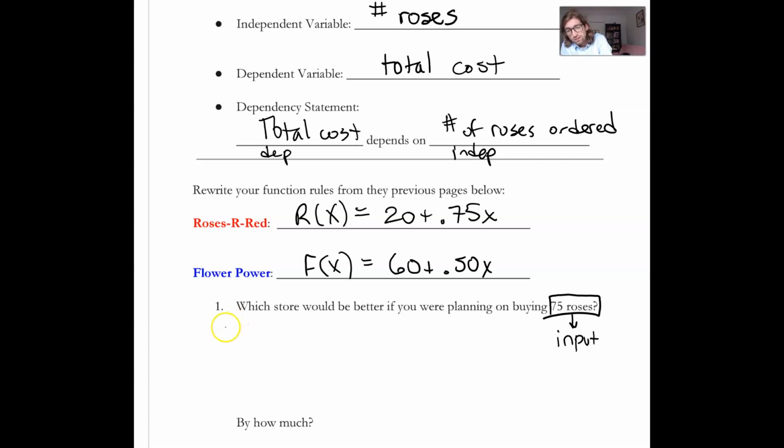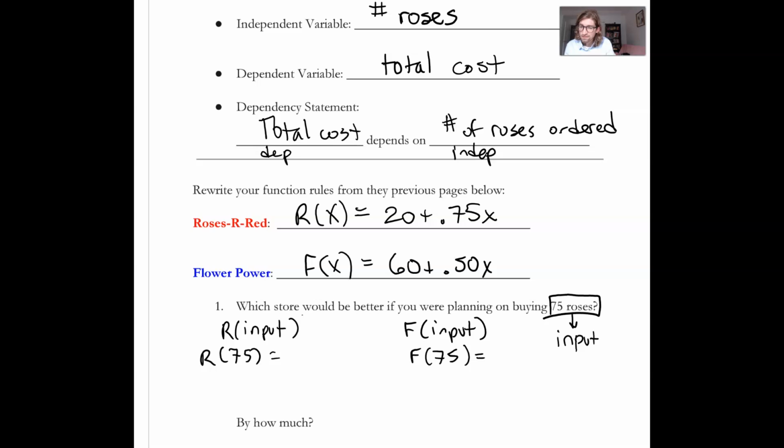So what we're going to do is take our functions R and F, and input 75 to see which one is better for us. So what is R of 75 and what is F of 75? Now you've practiced this a little bit, so it's in your best interest to pause now, see if you can come up with each of these costs and see which one is better. When you unpause in a moment, you're going to see the answers from me.